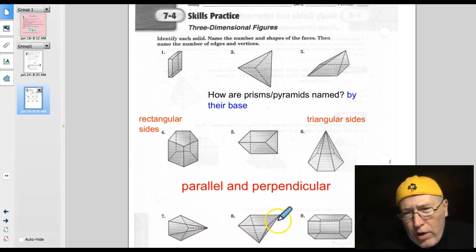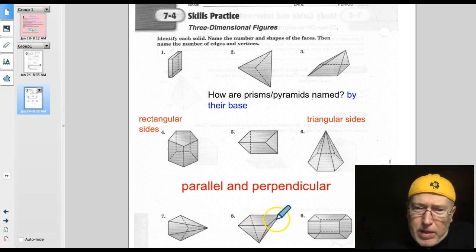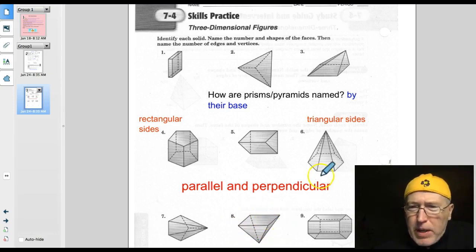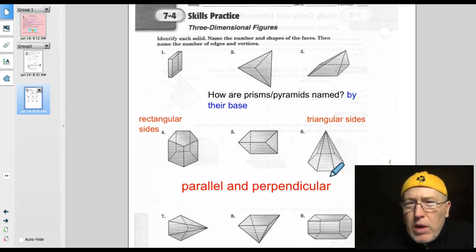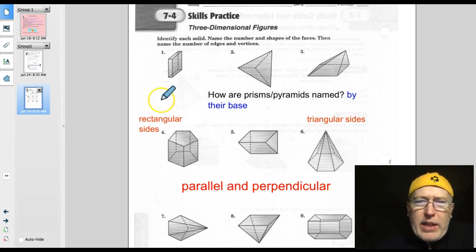Here's a square. I think they're trying to make this into a square pyramid here. It's a little distorted, but square pyramid, call it by its base. This one here looks like a 2, 4, 6. This is a hexagonal pyramid as well. Again, remember triangular sides. I think that should about cover it.